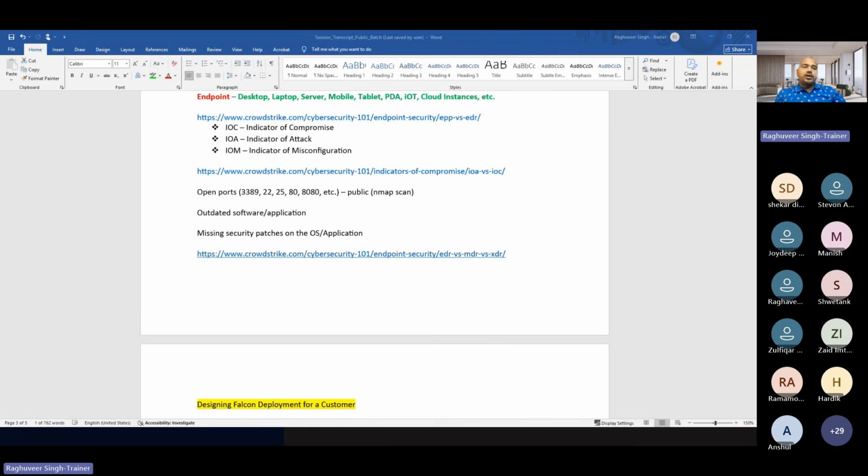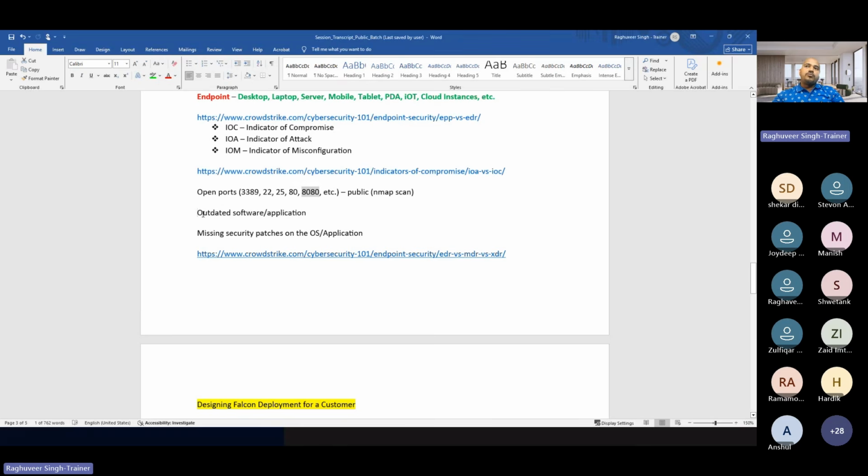There are multiple threat actors, multiple bots, multiple programs or automated systems which are scanning the internet and looking for any response on these ports. So these are your indicators of compromise.